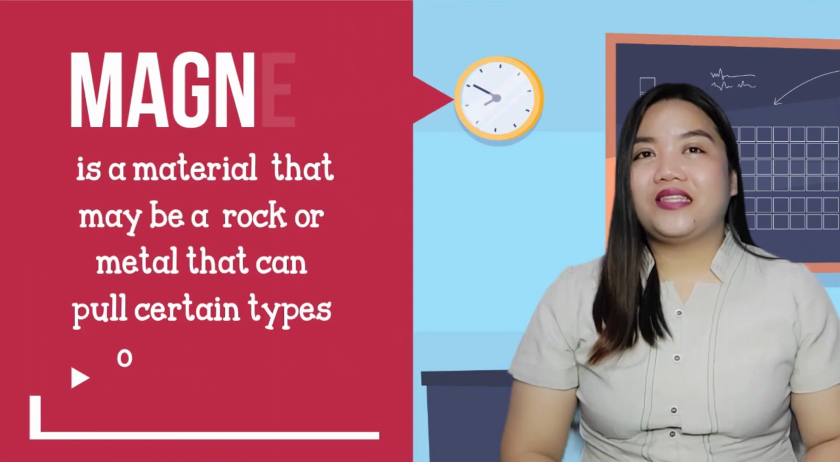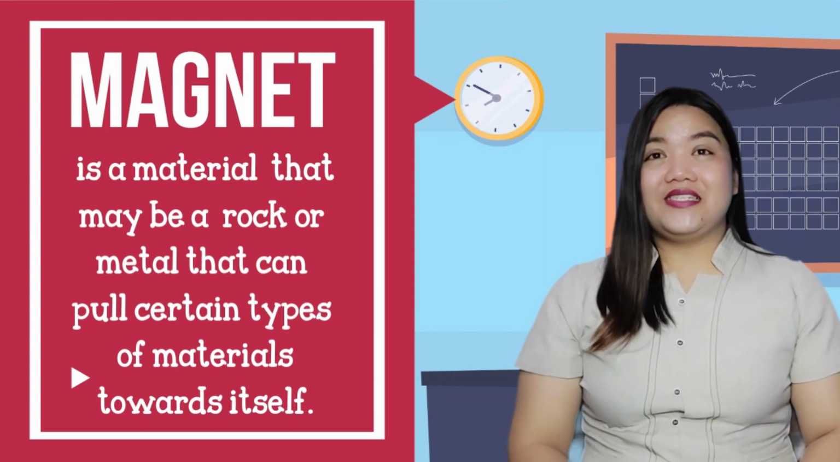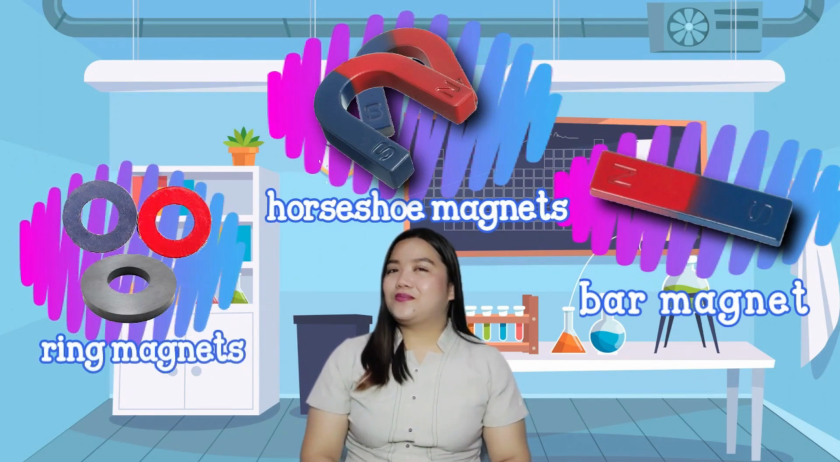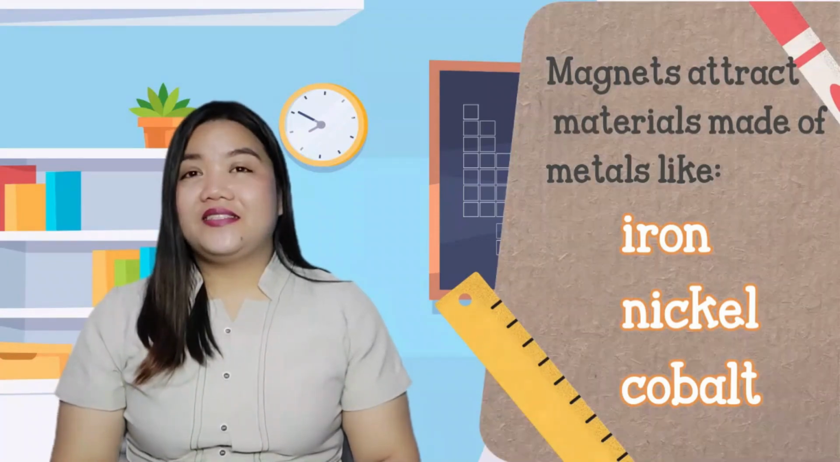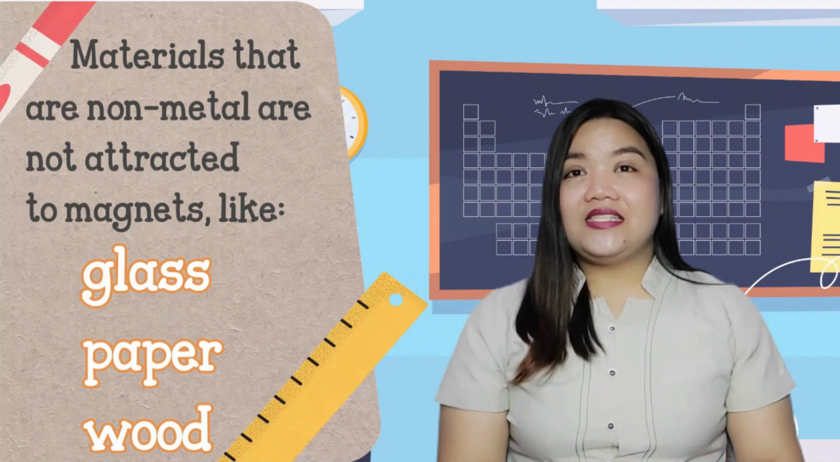A magnet is a material that may be a rock or metal that can pull certain types of materials towards itself. Magnets come in different shapes and sizes. The most common are bar magnets, horseshoe magnets, and ring magnets. Magnets attract materials made of metal like iron, nickel, and cobalt. Materials that are non-metal are not attracted to magnets, like glass, paper, or wood.